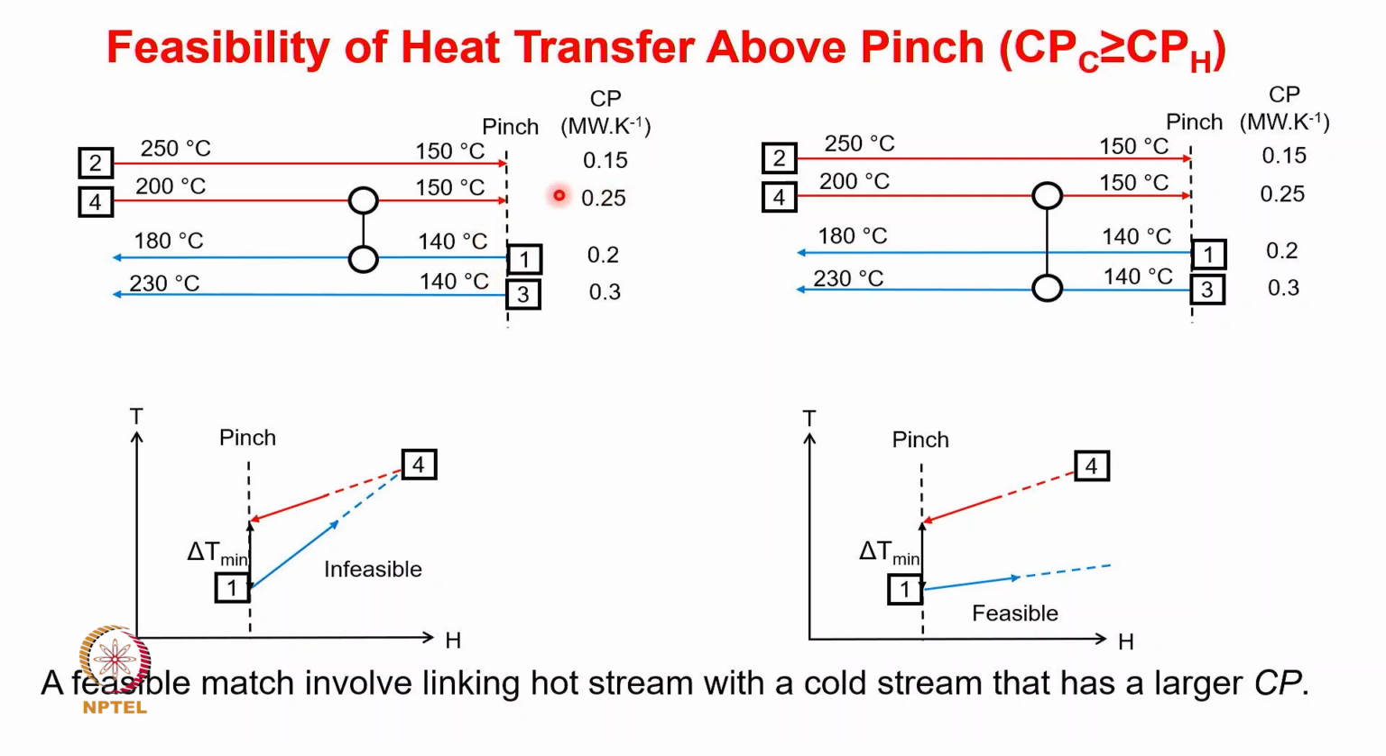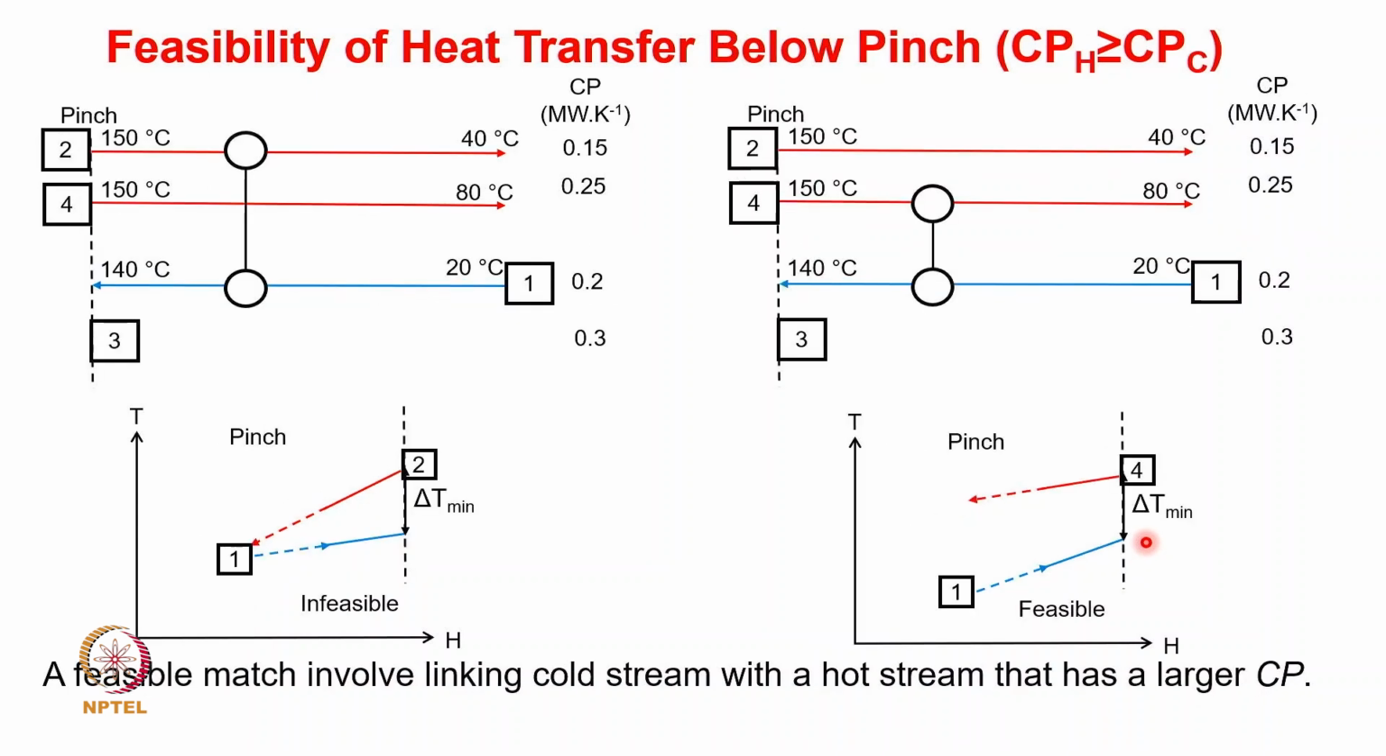So stream 4 has a Cp of 0.25. It should not be connected to a cold stream having a Cp less than that, which is 0.2. The correct connection would be from stream 4, which has 0.25, to a stream higher than that. Stream 3 has a Cp of 0.3, which is higher than 0.25, so you may be able to connect. Otherwise, this would result in an infeasible operation. This is the way we can get a feasible operation.